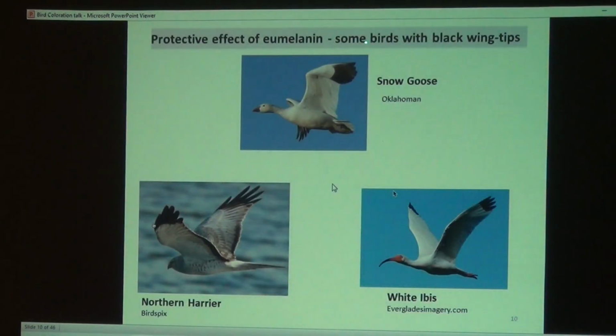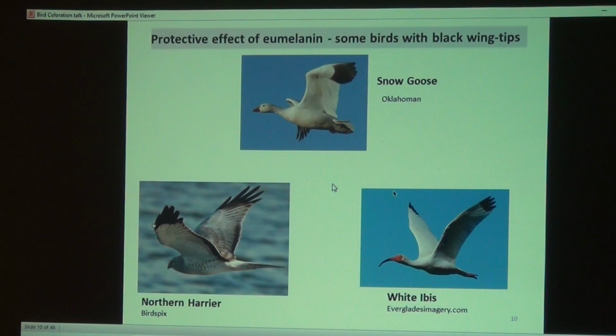So here are some birds, and there are many such birds with black wingtips. The feathers at the tips of the wings are especially susceptible to wear and tear with the shear from the wind and so on. And this black coloration of the wingtips protects these wingtip feathers from degradation.